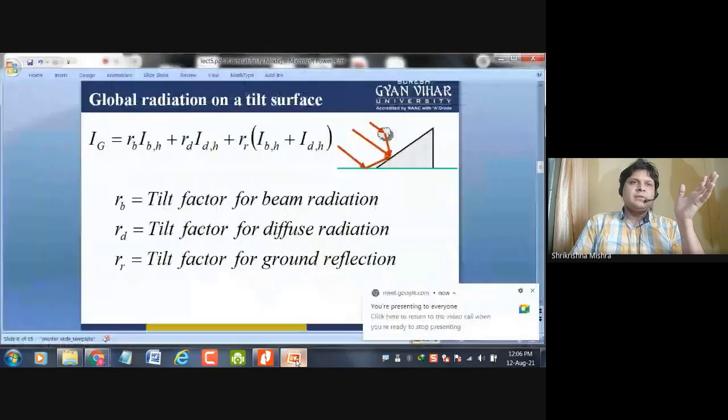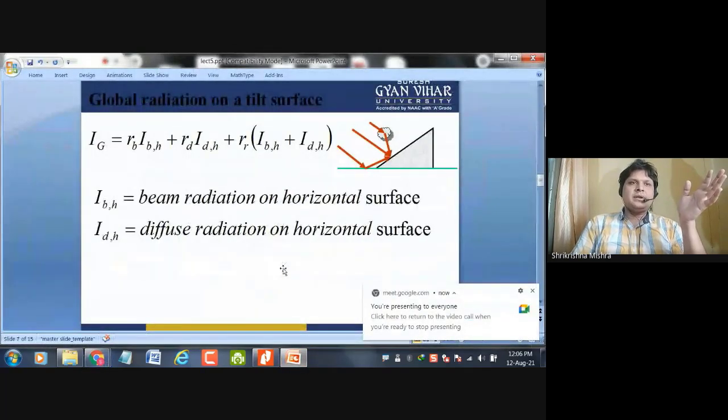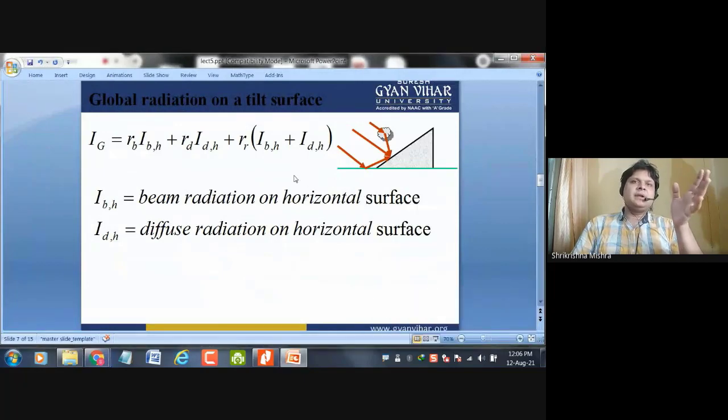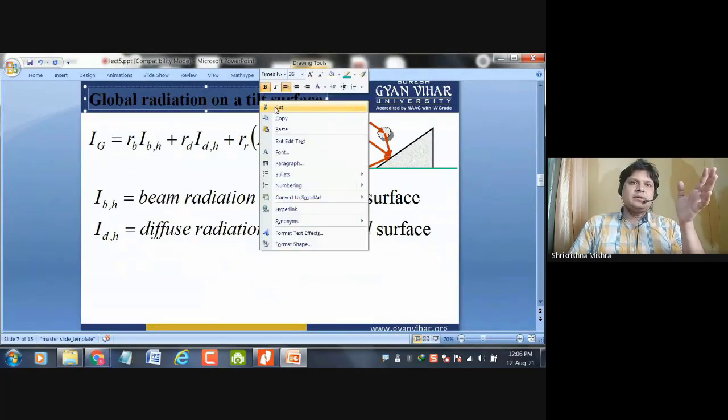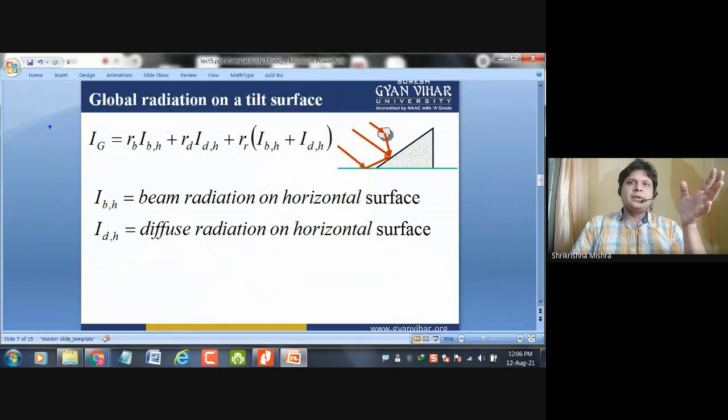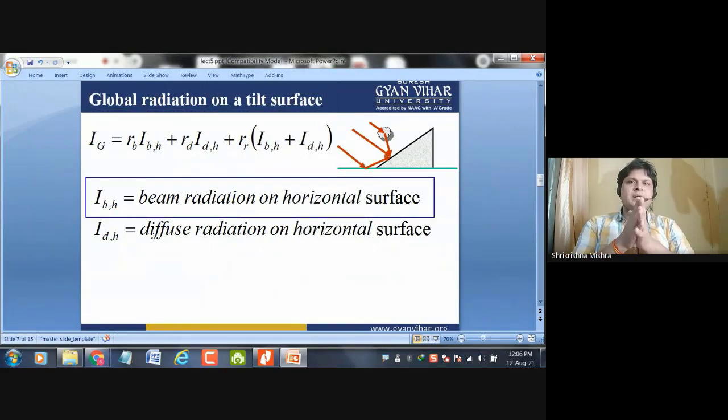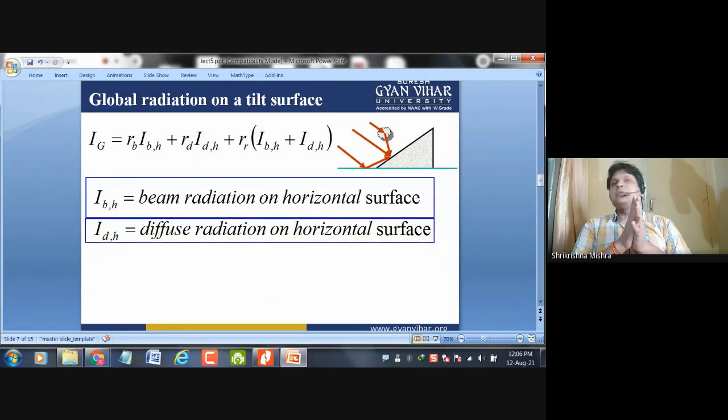Okay. Then after, students, moving further, apart from this, there are two more terms which are visible here. You can see IBH and IDH. IBH is the beam radiation on a horizontal surface, and IDH is the diffuse radiation on a horizontal surface. IBH and IDH: beam radiation on a horizontal surface and diffuse radiation on a horizontal surface.